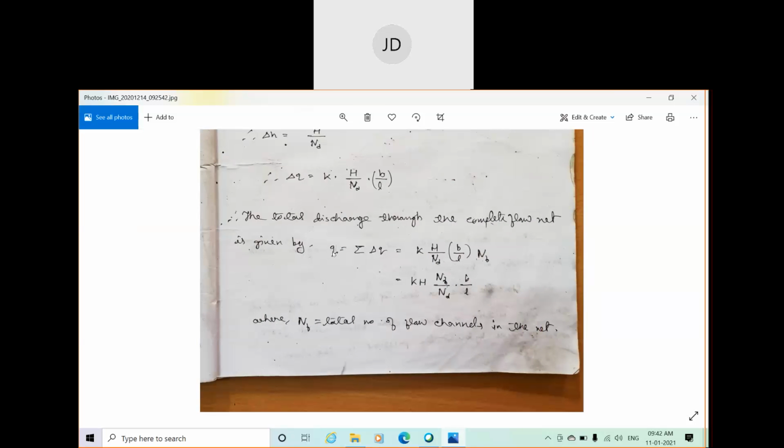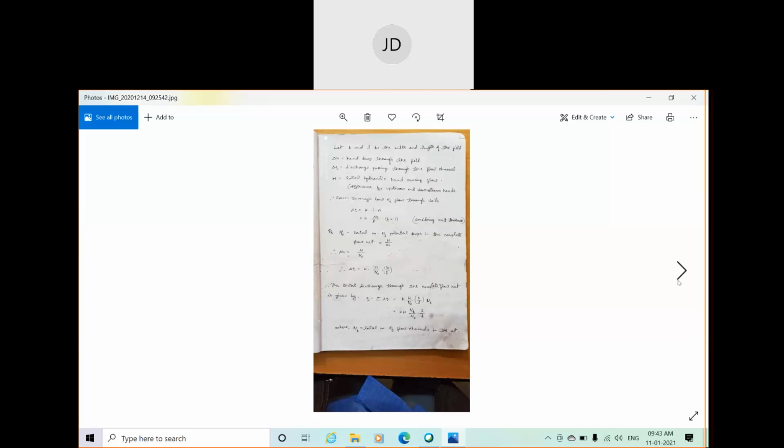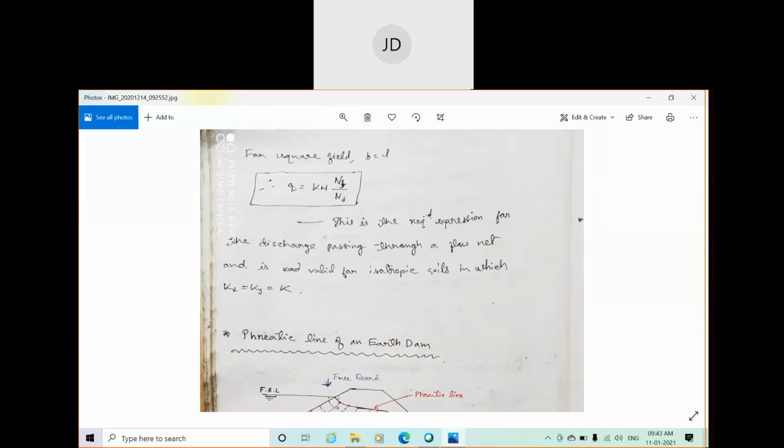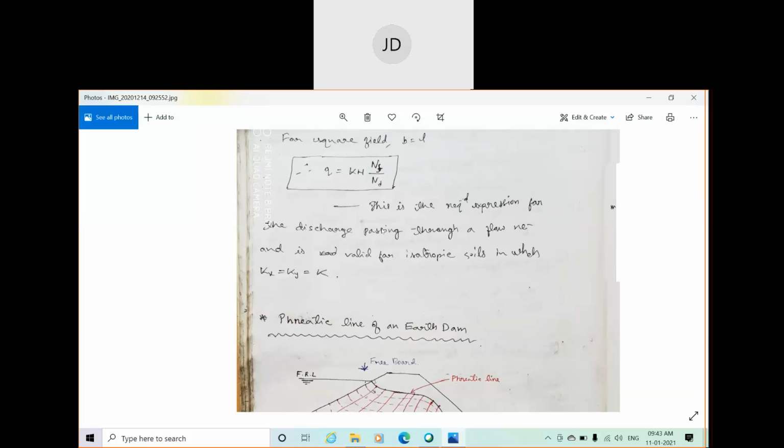So this is the equation. Q is equal to KH NF by ND times B by L. Now for a square field, you can assume B is equal to L. So finally we get this equation: Q is equal to KH NF by ND. This is the equation for total discharge or total seepage through a dam structure, where K is the coefficient of permeability, H is the head difference or total head due to which seepage occurs, NF stands for the number of flow channels, and ND represents the total number of potential drops. These things were already discussed in the last class.